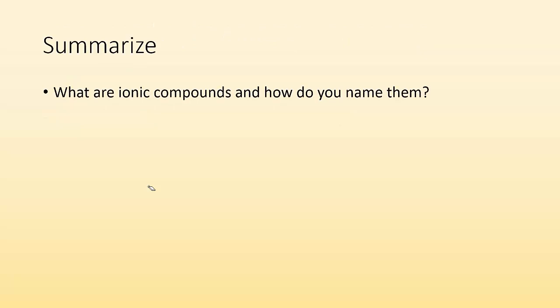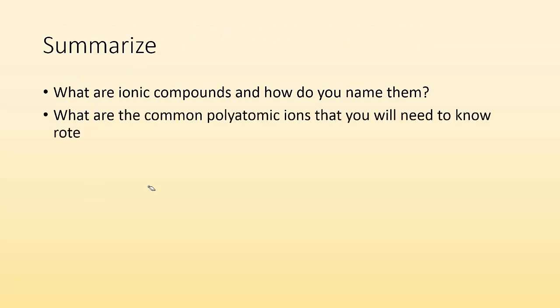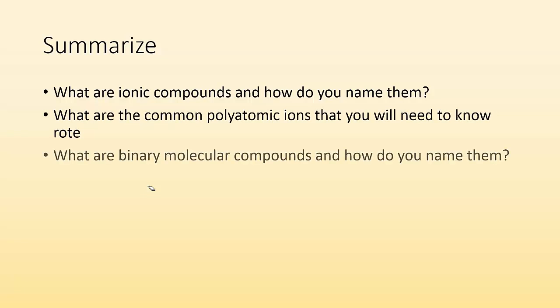All right, so to summarize, what are ionic compounds and how do you name them? And what are some common polyatomic ions that you will need to know rote, meaning, off the top of your head, memorize? And what are binary molecular compounds and how do you name them? And how do you name organic compounds? How are organic compounds named? What's that pattern?